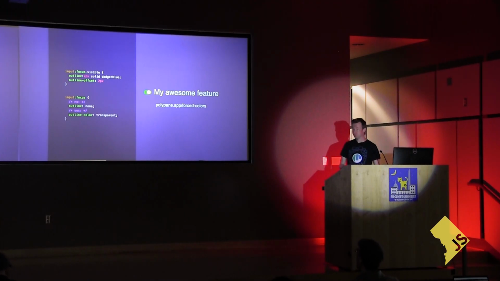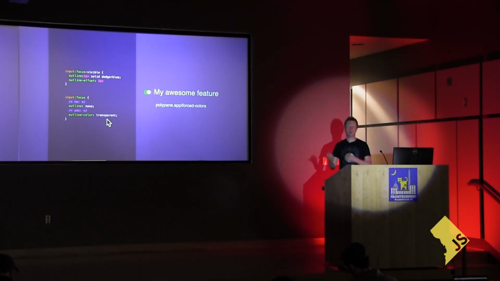Now, lastly, just something I want you to start doing now is instead of doing outline none, I want you to start doing outline color transparent. What that means is that rather than the outline not being there because you've hidden it completely, the outline isn't there because it's transparent. Doesn't matter for you. Until someone uses high contrast mode on Windows or forced colors.